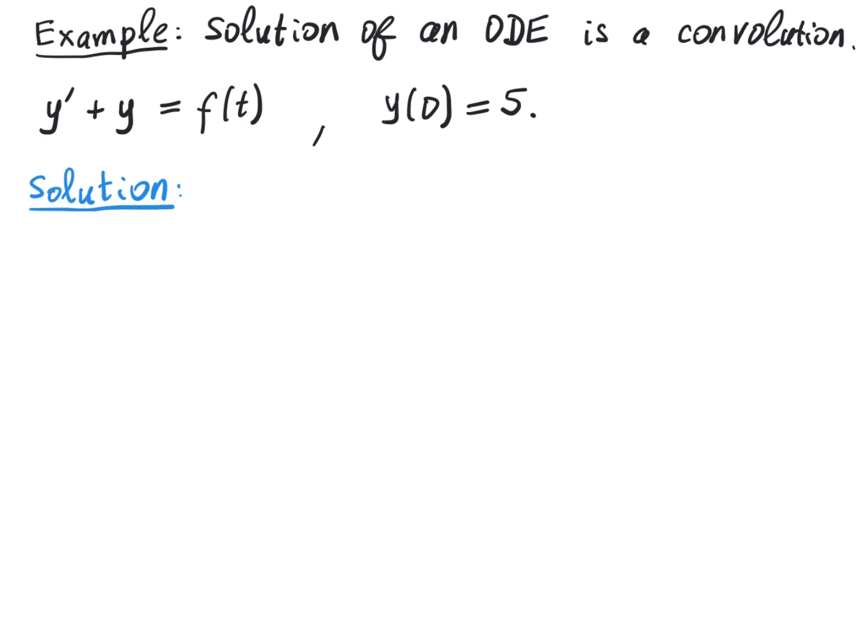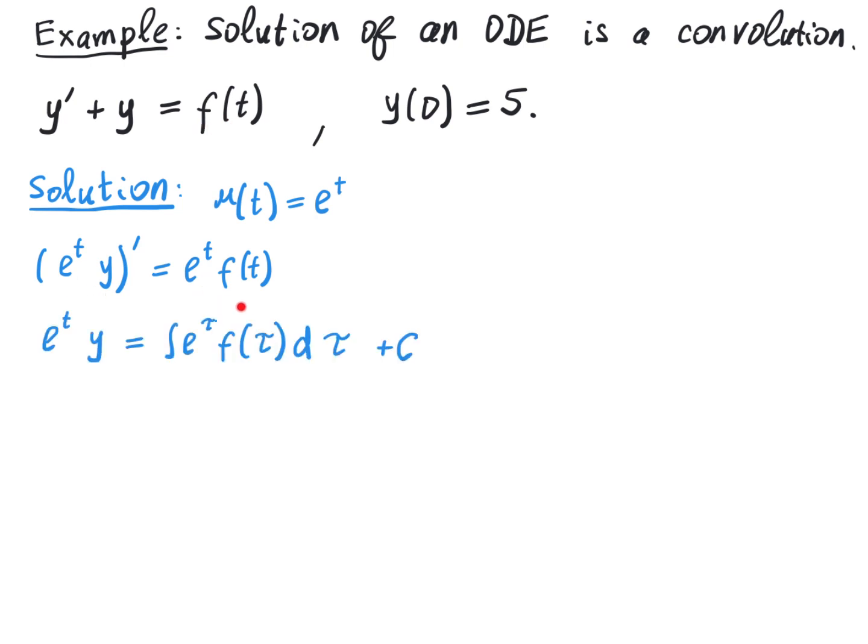Here's another example. Suppose we have a first order linear differential equation. The left side is y prime plus y, and we have the initial condition at 0. We know how to solve such an equation. First, we look at the integrating factor. The integrating factor is e to the t. You multiply the left and the right side by e to the t. Then the left side becomes the derivative of the product of e to the t and y. And the right side is just f times e to the t.